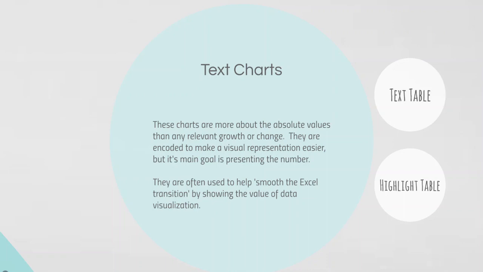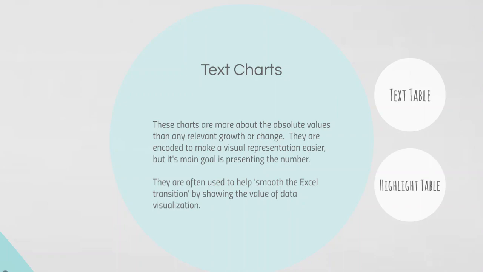In this module, we'll discuss text-based charts. These charts are more about the actual absolute values than any relevant growth or change. They're encoded to make a visual representation easier, but the main goal is really just showing the actual absolute full number. They're often used to help smooth the Excel transition by showing the value of data visualization as well as the underlying data in one viz.